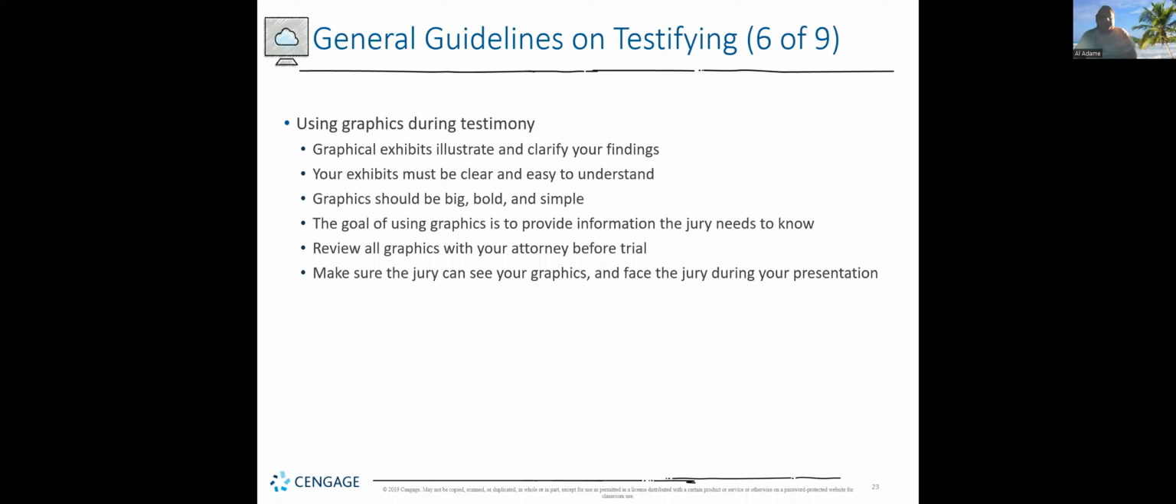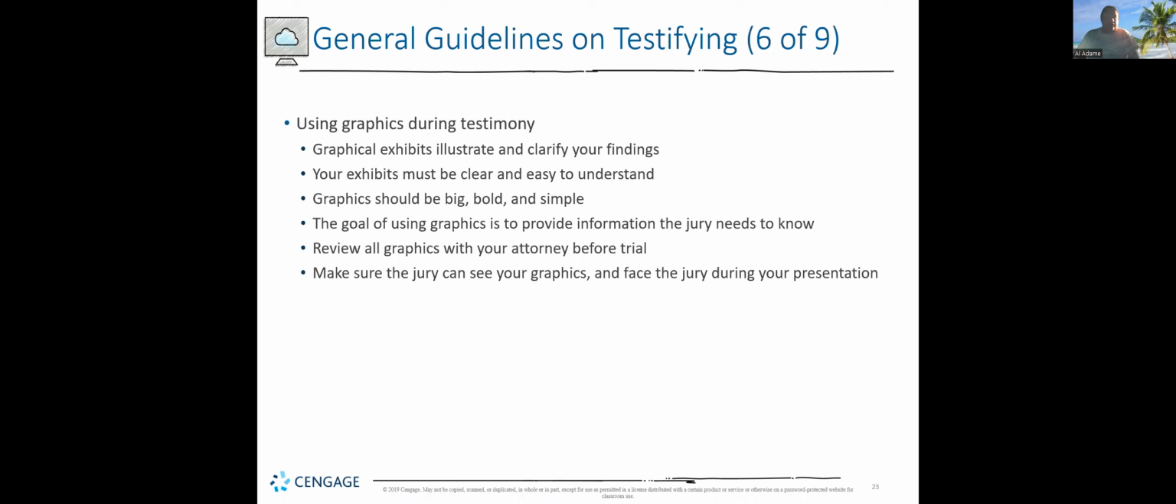Using graphics during testimony. Graphical exhibits illustrate and clarify your findings. Your exhibits must be clear and easy to understand. Graphics should be big, bold, and simple. The goal of using graphics is to provide information the jury needs to know. Exhibit A, Exhibit B, Exhibit C, etc.